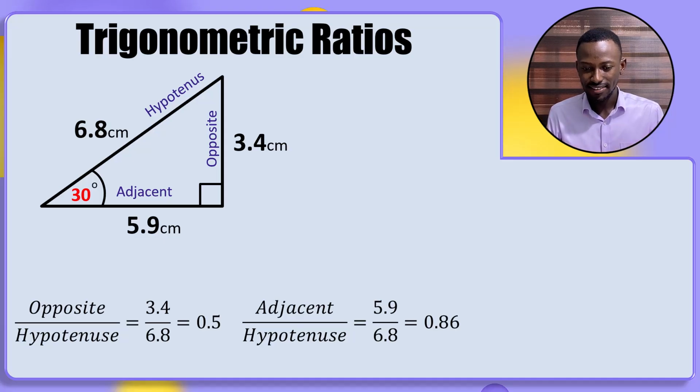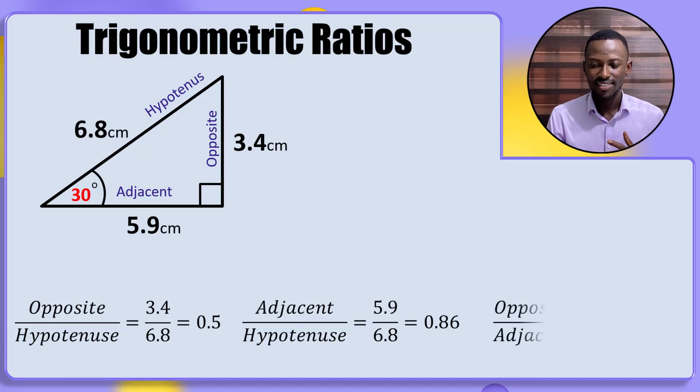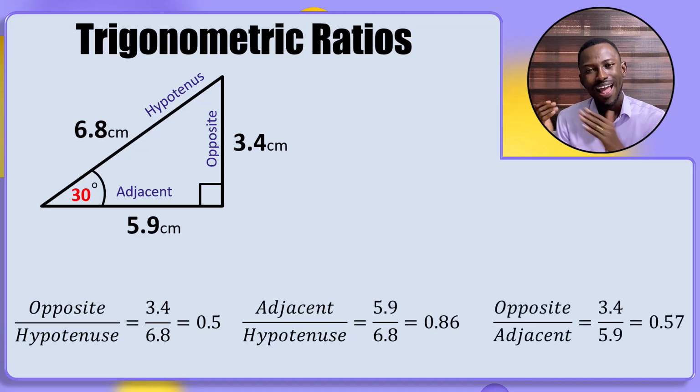After they were done with this, they were just trying something. They have this strong belief that there is some kind of connection between the sides and the angles. So they were just picking the sides and dividing them. Then what they did next is they picked the opposite and divided it by the adjacent to see what they will get. For mine, it is 3.4 divided by 5.9. I got 0.57 something, but I've picked only two decimal places.